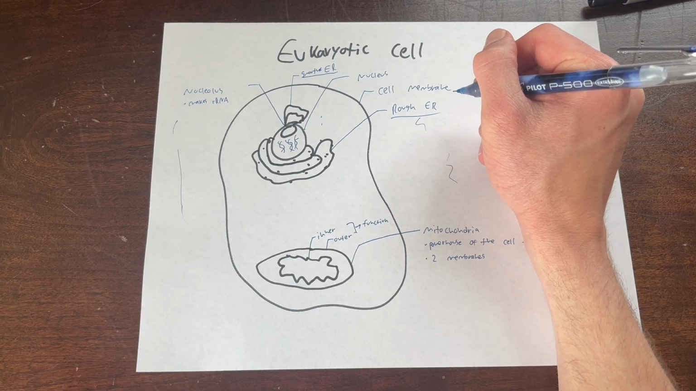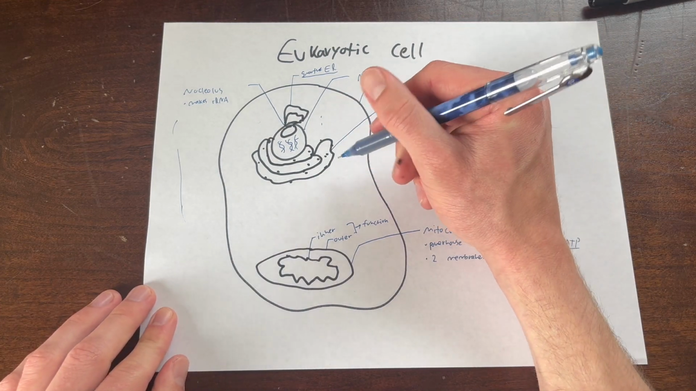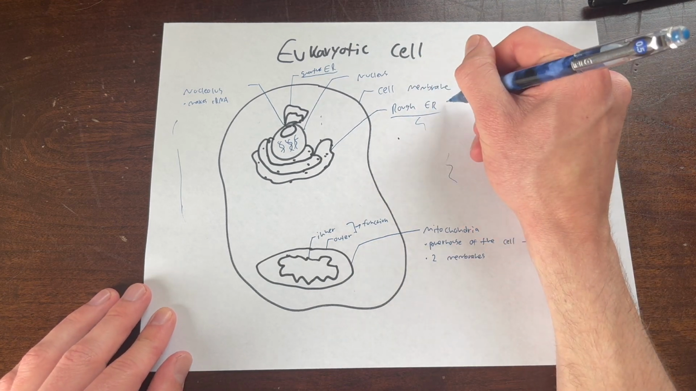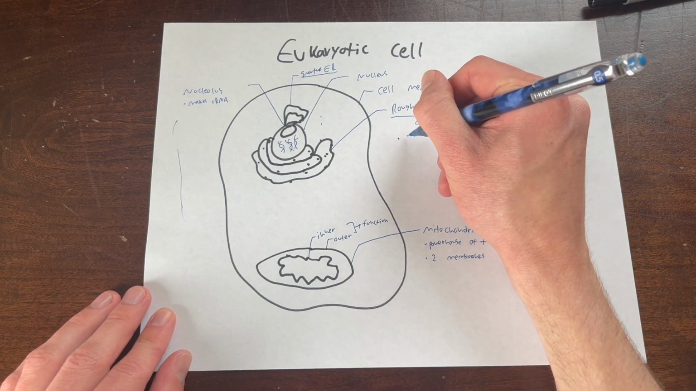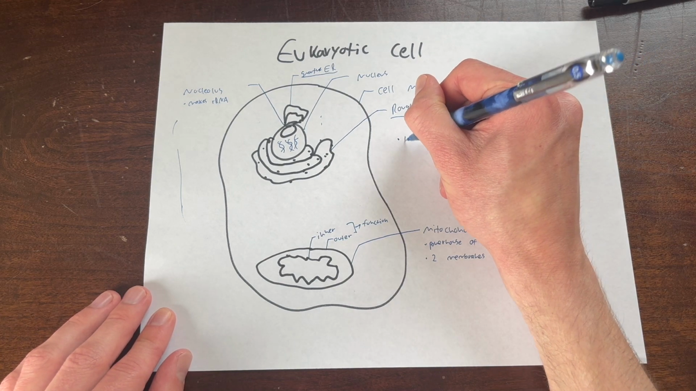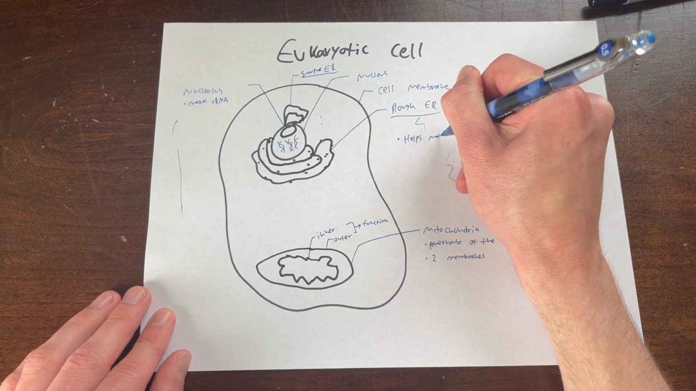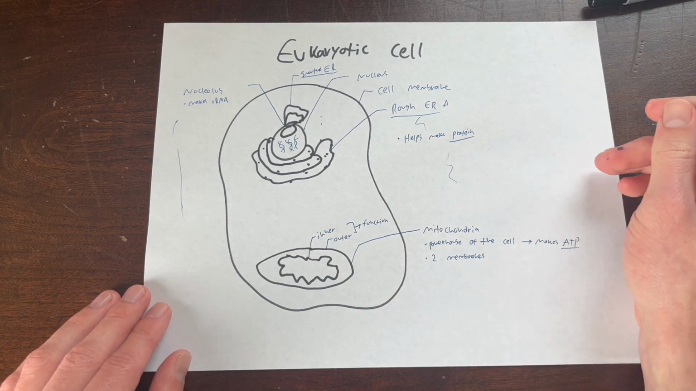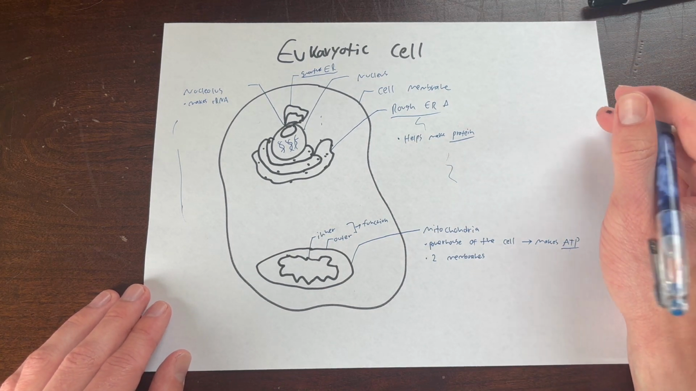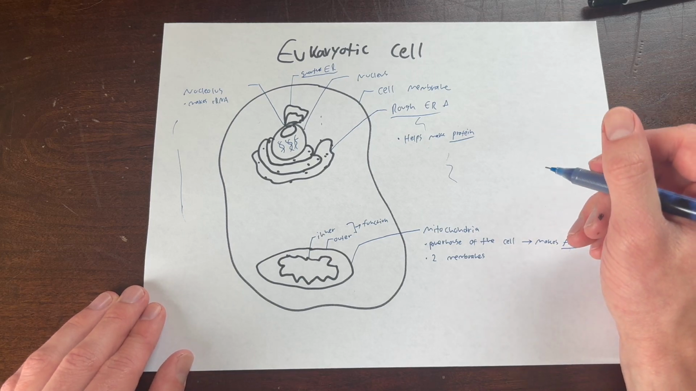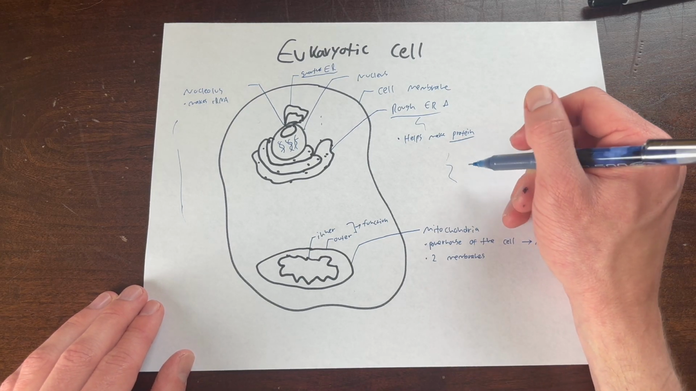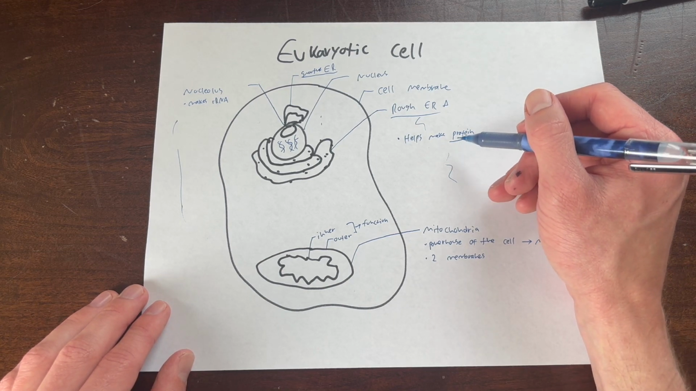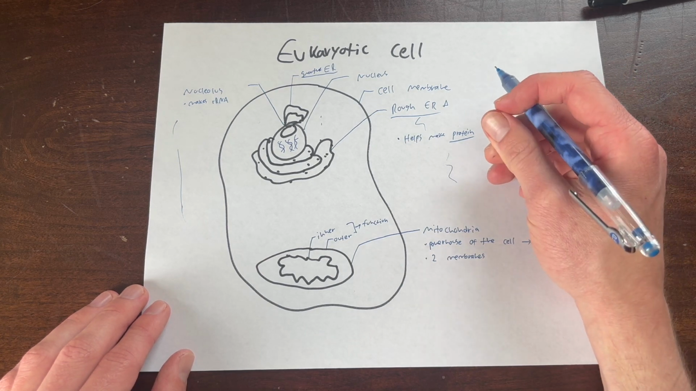What's the difference? Well, they're just named differently because they look different, but they actually also do different things. For the rough ER, this is the important one. Rough ER helps make protein. Protein is really important for basically everything in the cell. Everything in the cell, every function, every building block, is usually made by proteins. Hormones can be made by proteins.